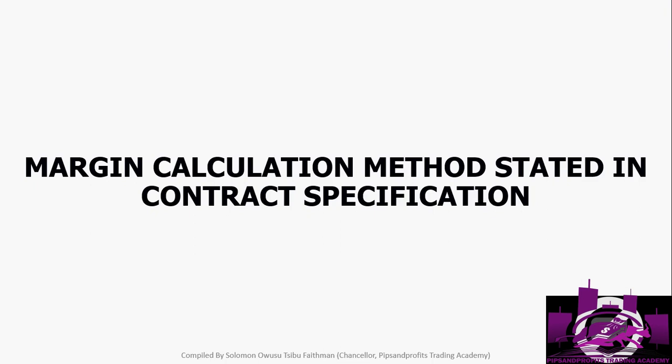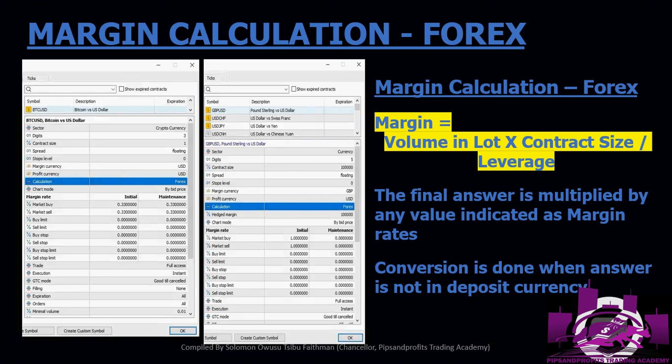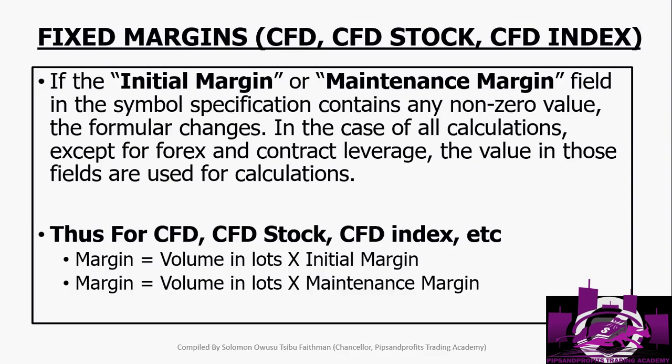However, when you go into your contract specification, sometimes they state how you need to calculate your margin, and we looked at some examples. They will state in the contract specification that you have to use the Forex method, or the Forex no leverage method, or the CFD exchange stock method, or the CFD leverage, or initial and maintenance margin. We went through all of them, and I showed you all the formulas, okay?